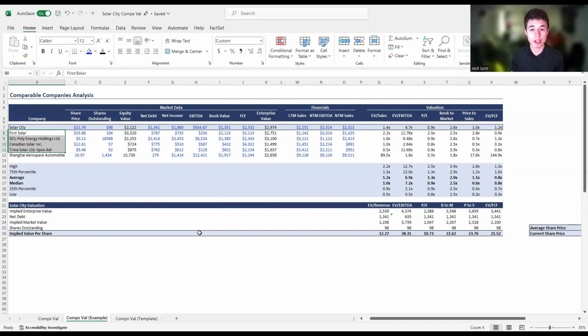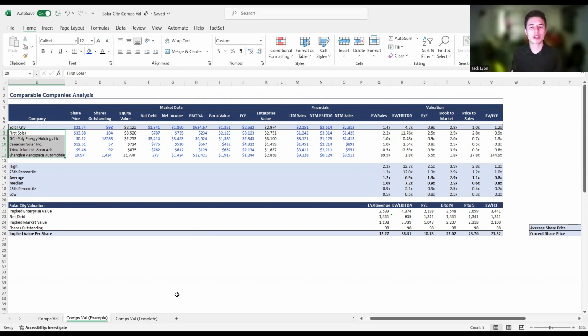So let's jump right into it, starting with how do you select what your comparables should be in a comps valuation. The company that we have selected is Solar City, a renewable energy company. And taking a look at their comparables, all of them create renewable energy sources as well.